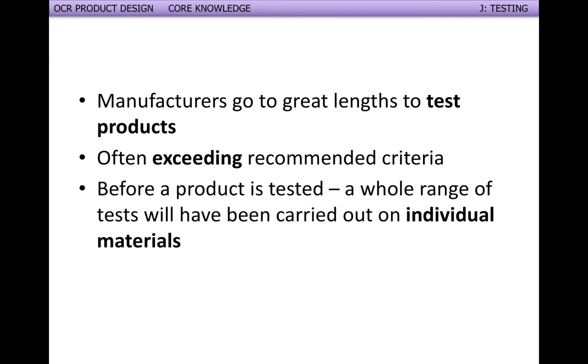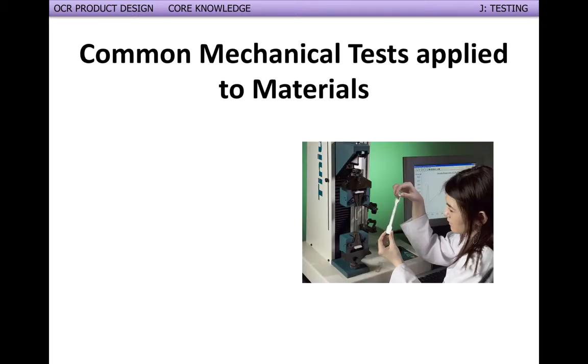Now, when you're testing in industry, there's a couple of different ways that you would test. You'd probably test before the actual product is made by checking out the properties of different materials to see whether or not they're suitable. Whereas the actual product itself, you'd have to test that afterwards to try and mimic some of the situations and environments that it would be in. So the first thing we're going to look at are some of what we call mechanical tests that you apply to materials to find out certain properties.